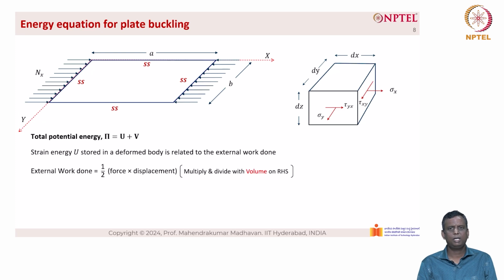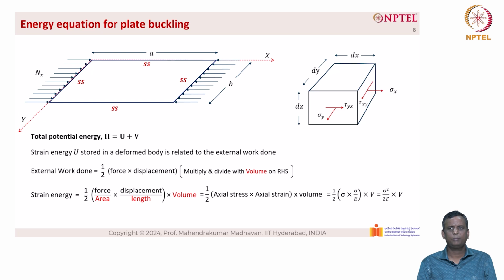Now let's multiply and divide with volume on the right hand side. So we have strain energy equal to half into force by area multiplied by displacement by length multiplied by volume. So this can be written as half into axial stress into axial strain into volume, and it can be mathematically represented as half into sigma by E into V, which is equal to sigma square by 2E into V. Now the strain energy is given as sigma square by 2E into volume V.